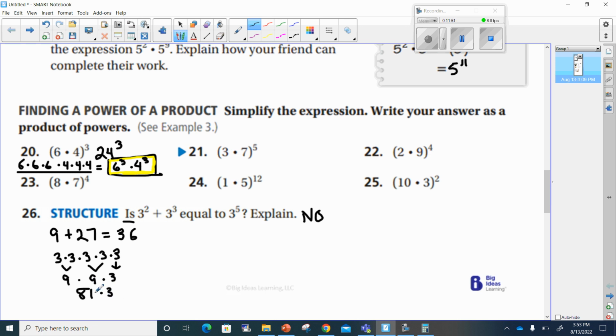Well, I know that 1 times 3 is 3, and 8 times 3 is 24. That's going to give me 243. As you can see, 3 to the fifth power is quite different than 3 to the second power plus 3 to the third power. So this is no, and this is our explanation.